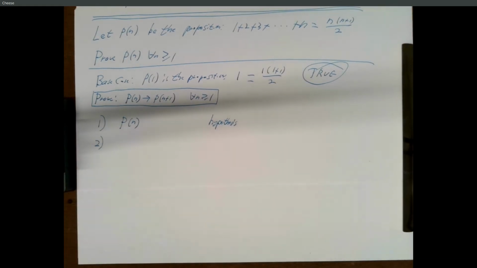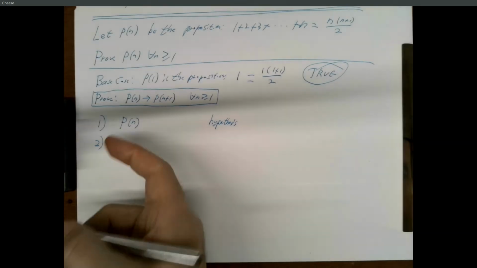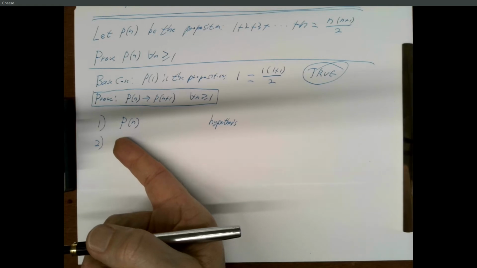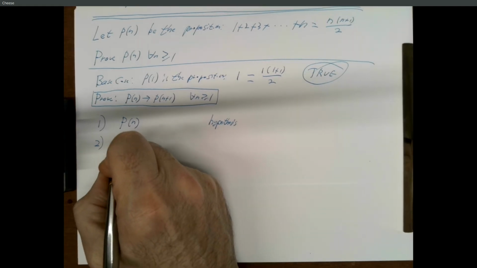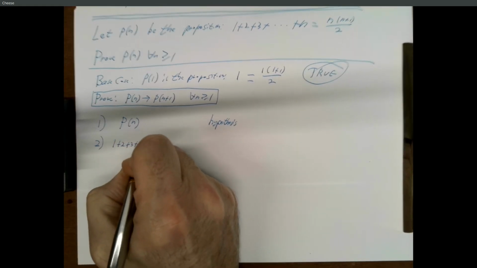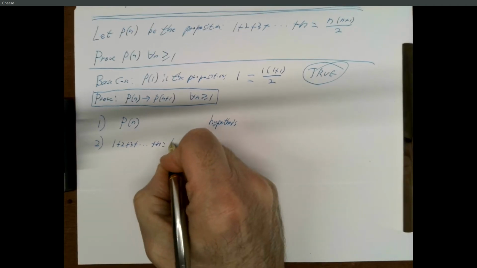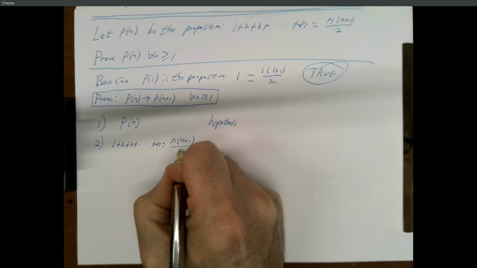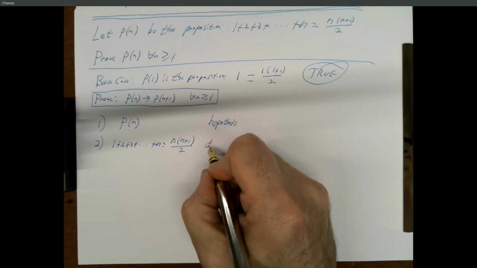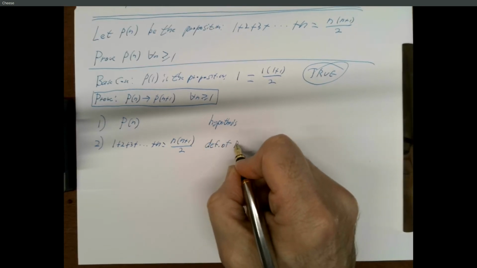Well, I can't really do anything with P(n) unless I know what it says, and then maybe I can do something with what it says. So step 2, almost always I'm going to write out what P(n) says. Since I know P(n) is true by hypothesis, then I know the following: 1 plus 2 plus 3 plus ... plus n is equal to n times (n plus 1) divided by 2. The reason for that, that's the definition of P(n).